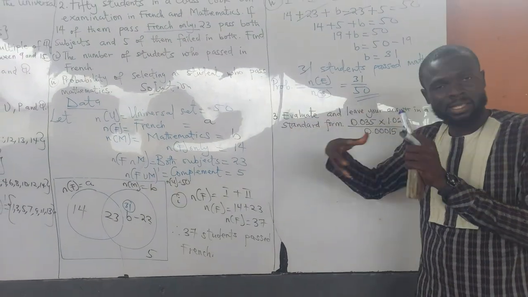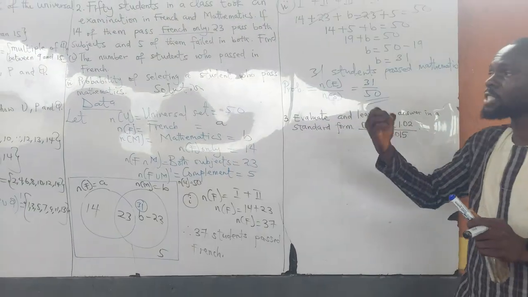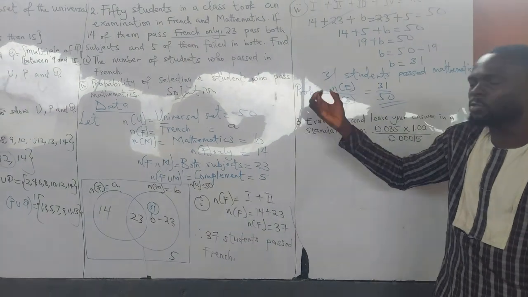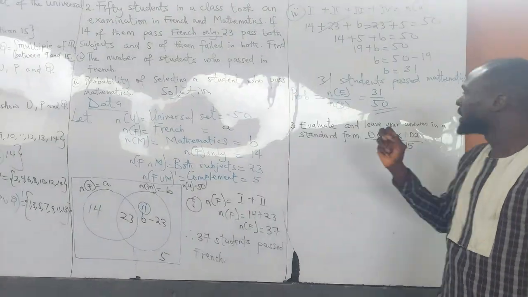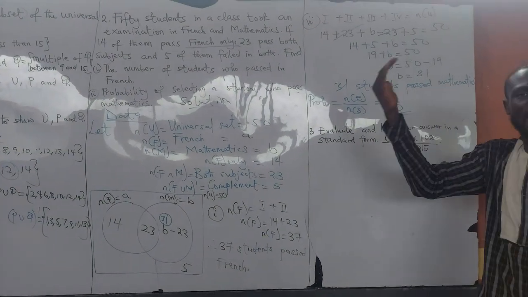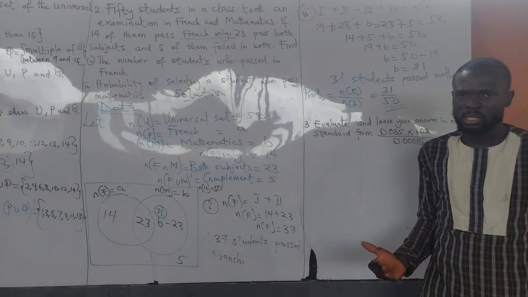They can ask for the percentage as well. They can also ask for the fraction as well. So here, if they want the percentage of students who pass mathematics, then we are going to just multiply this fraction by 100. And that gives you the percentage.